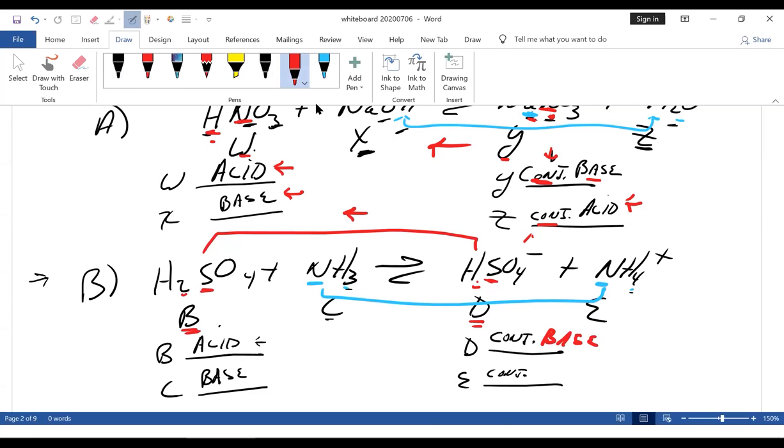Next, if we look at E, the final one, it goes from E to C. And going this way, does it gain or lose a proton? Really, count the hydrogens. Here it's 4, here it's 3. There's one less. What's something that gives up or donates a proton? Acid. And it's on this side, so it's the conjugate acid. And that's how we do that. Any questions on that?